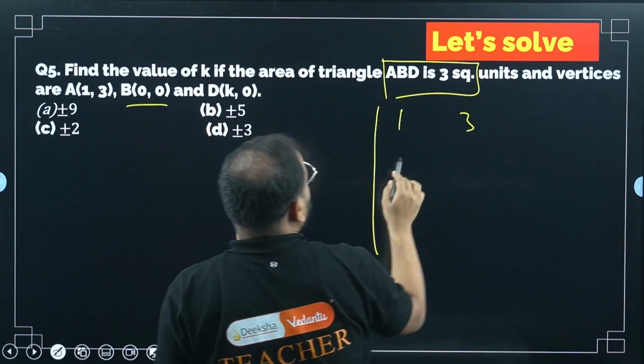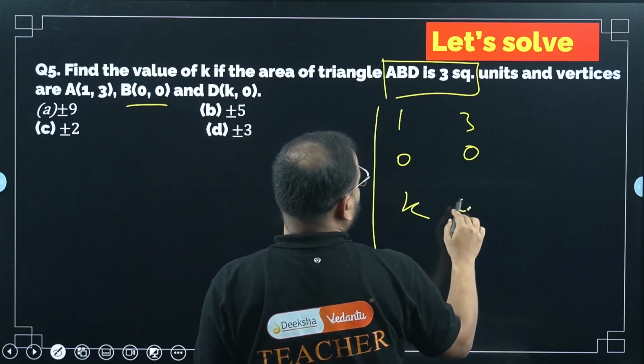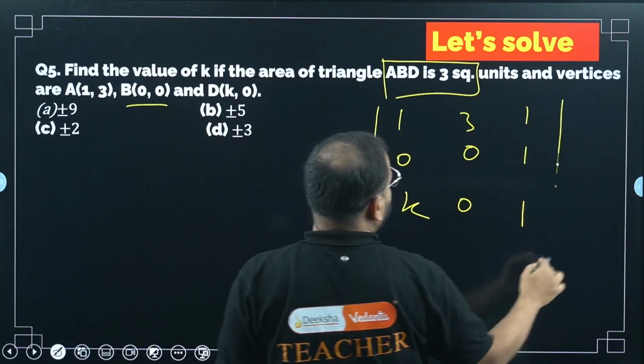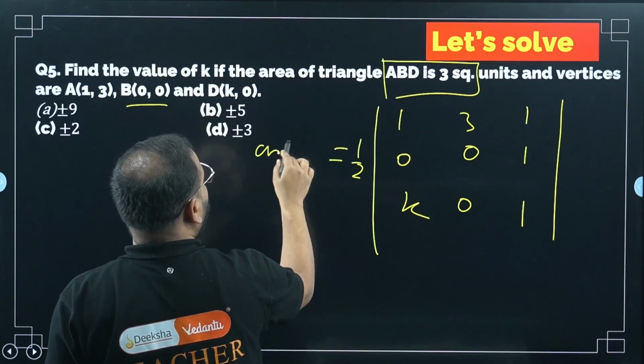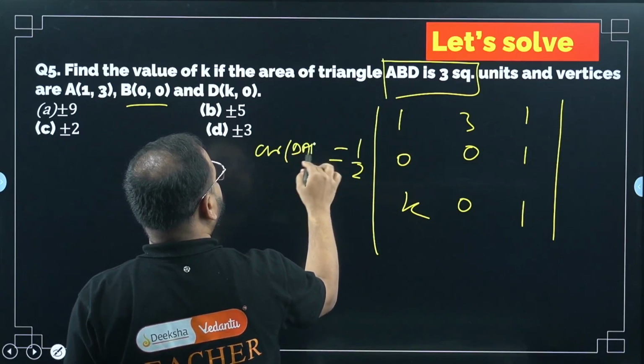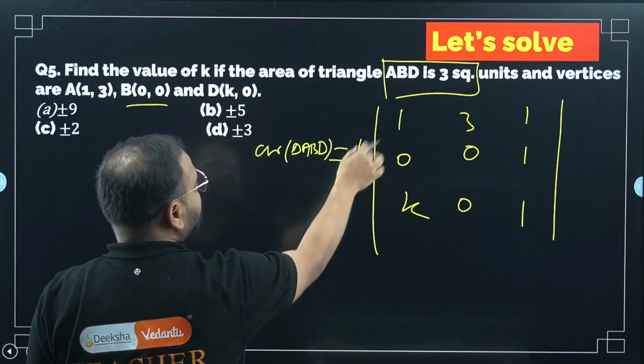Next one is 0, 0. Next one is k, 0. This is 1, 1, 1. This is my matrix. Let's solve. The area will be 1 by 2 times of this. So this is the area of triangle ABD. The area of triangle ABD is given by half times of this.